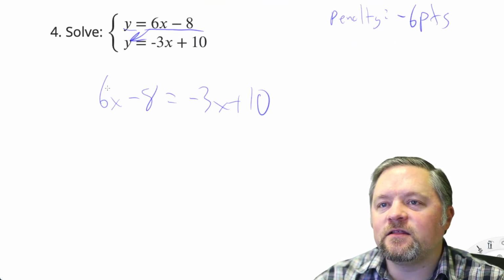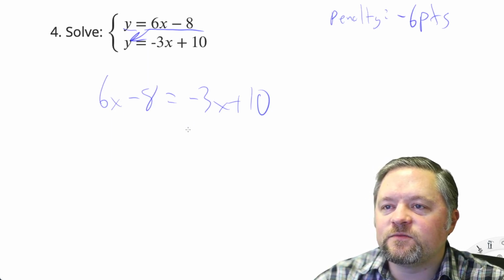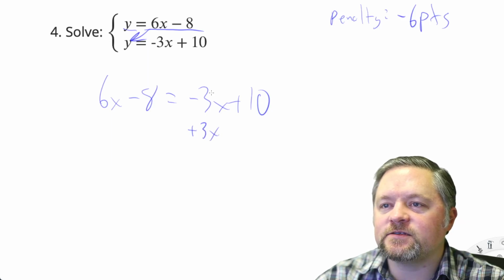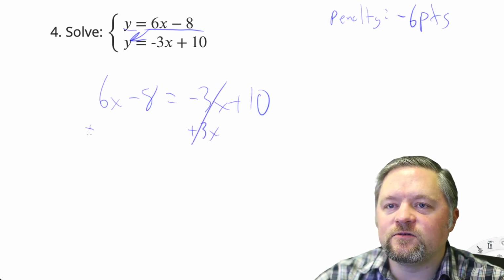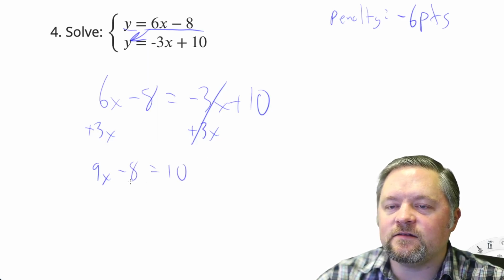More x's on the left, so let's get rid of them on the right. Get rid of subtracting 3x by adding 3x. Do it to one side, do it to the other. 6x plus 3x is 9x. Subtract 8 equals, those canceled, 10.